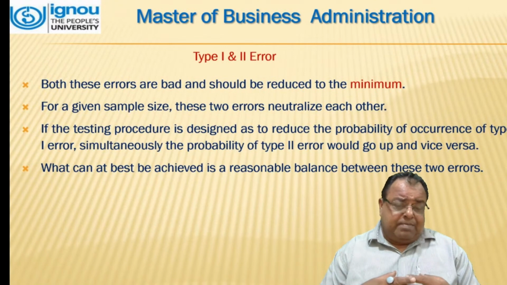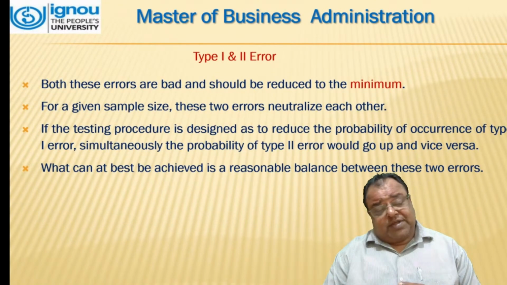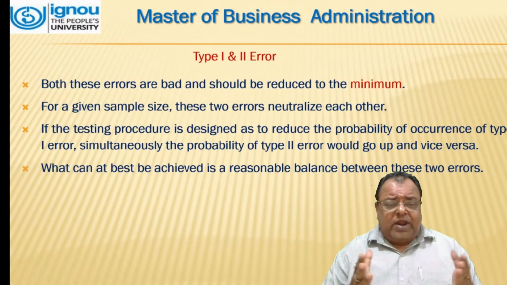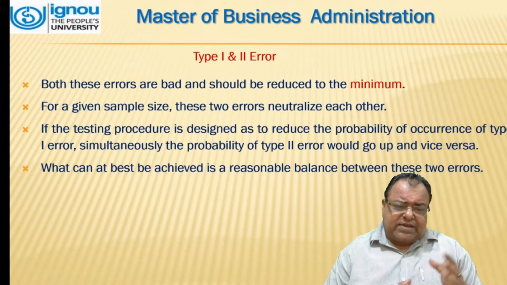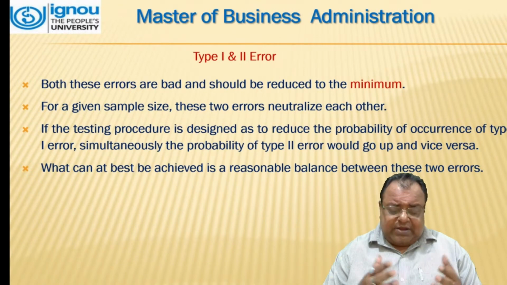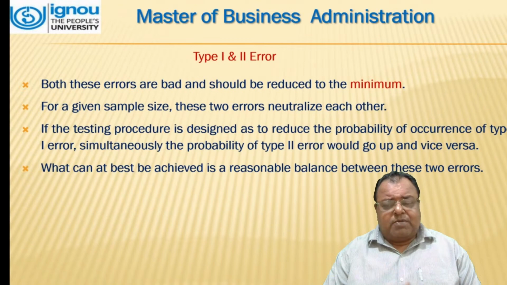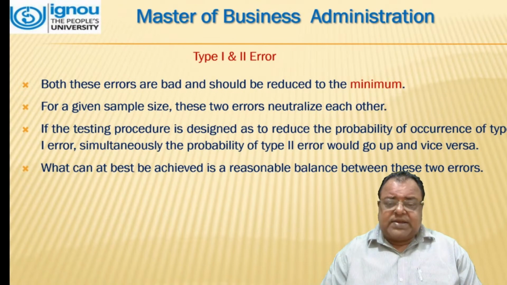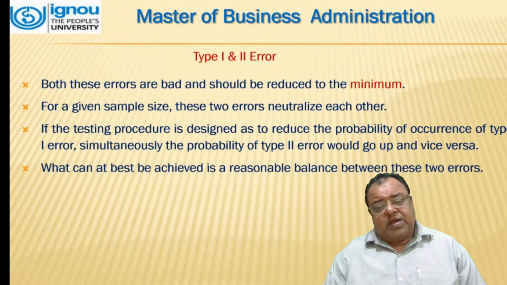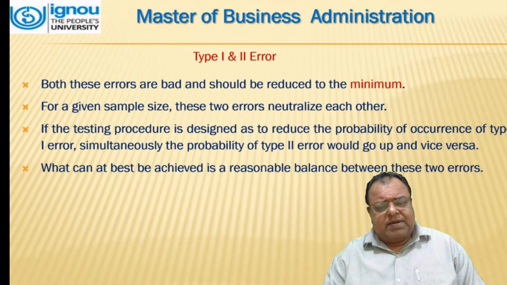Both these errors are bad and should be reduced to the minimum. For a given sample size, these 2 errors neutralize each other. If the testing procedure is designed so as to reduce the probability of occurrence of type 1 error, simultaneously the probability of type 2 error would go up and vice versa. What can at best be achieved is a reasonable balance between these 2 errors.